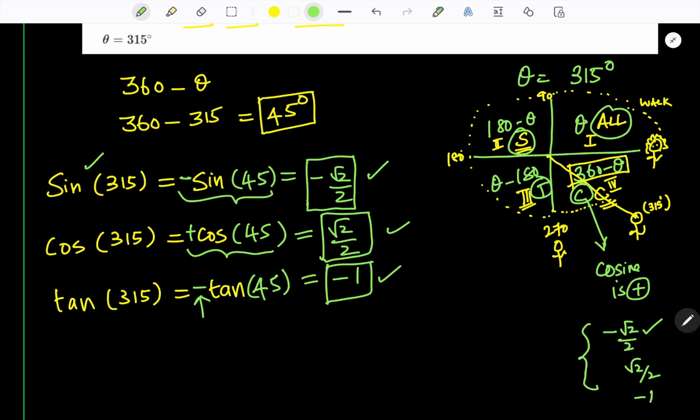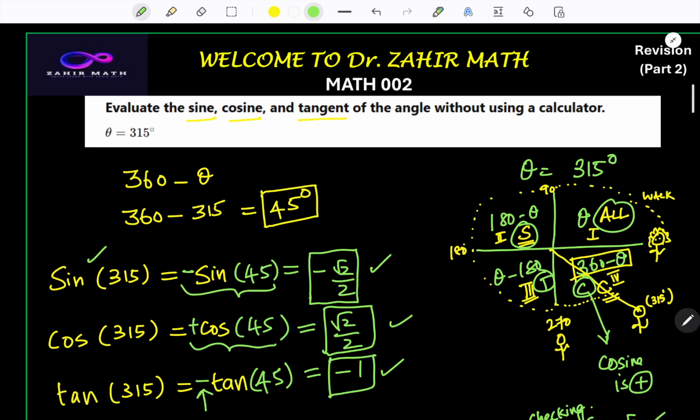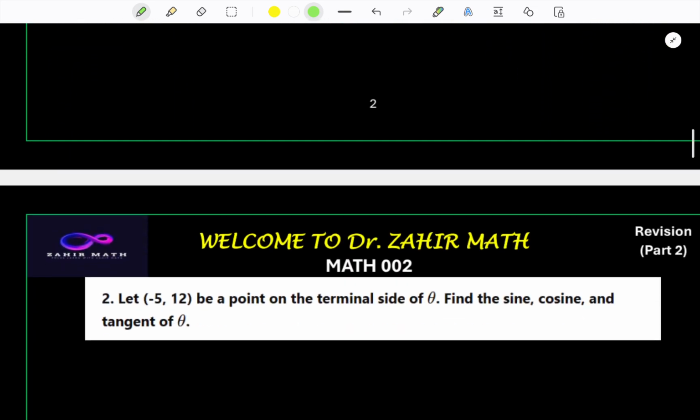So again checking this one, you are going to use the calculator only for checking your answers. Again I'm telling, you are not supposed to use the calculator for 315 degrees, but you can use the calculator for sine 45, cosine 45, tan 45. Why? The main idea is you have to use the concept of reference angle. Once you use the reference angle, then it is very clear you are going to get the answer without using the calculator for 315 degrees, but you are using the calculator for sine 45, cosine 45, and tan 45. Understand? Right. Let's go to the next question.